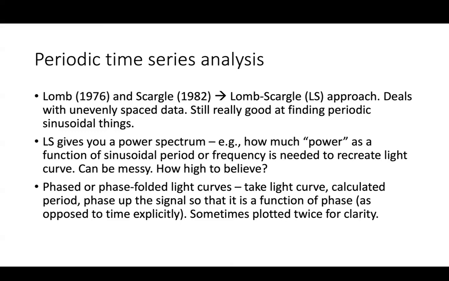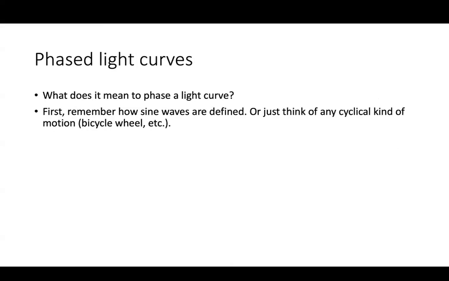And the output then is you take that peak, as many peaks as you want, and create phased or phase-folded light curves. So you take the light curve, you calculate the peaks in the Lomb-Scargle analysis, and then you phase up the signal and plot it as a function of phase. So what does that mean?